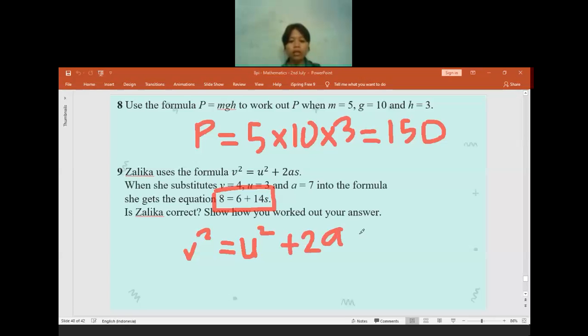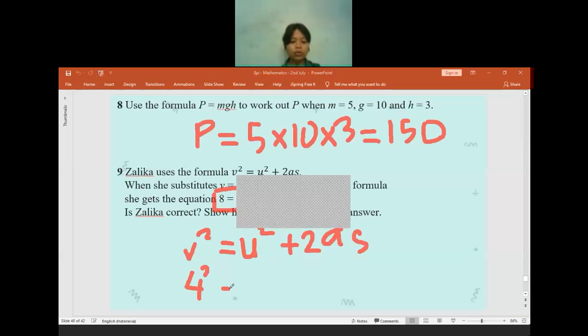So how much is V? V is 4. So 4 squared equals, and how much is U? Okay, U is 3. So 3 squared plus how much? 2 times 7 times S. Is it like this? So 4 to the power of 2 equals 16. 3 to the power of 2 equals 9.